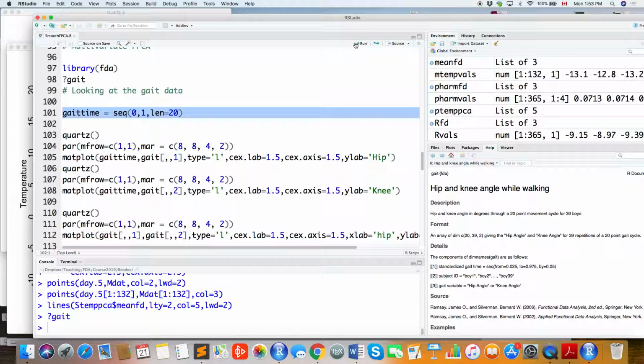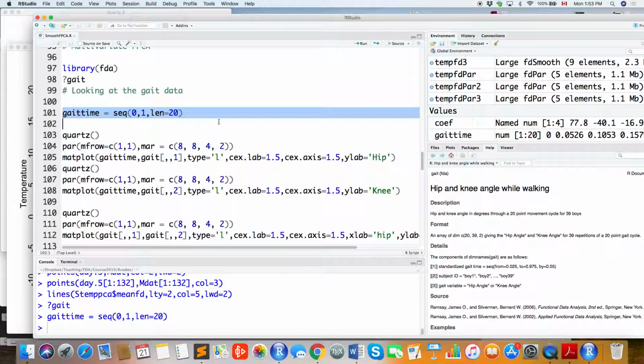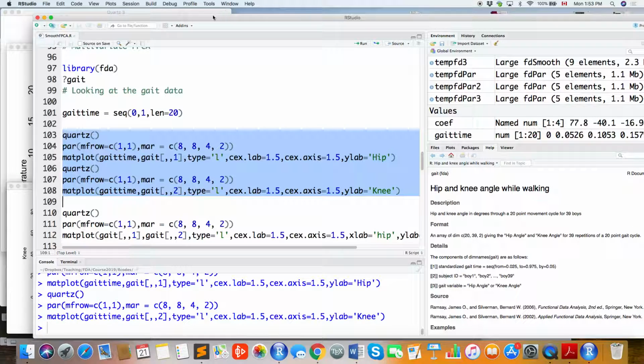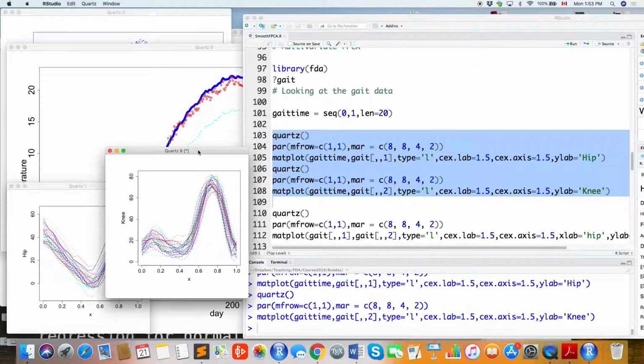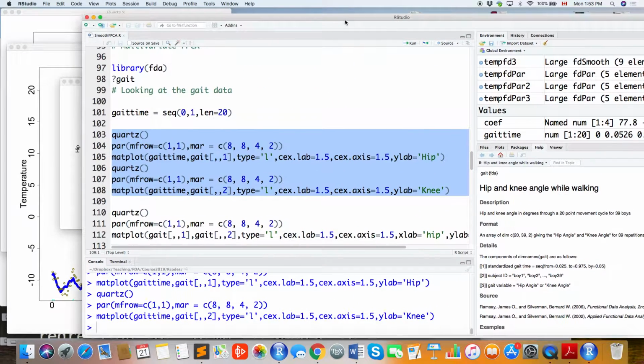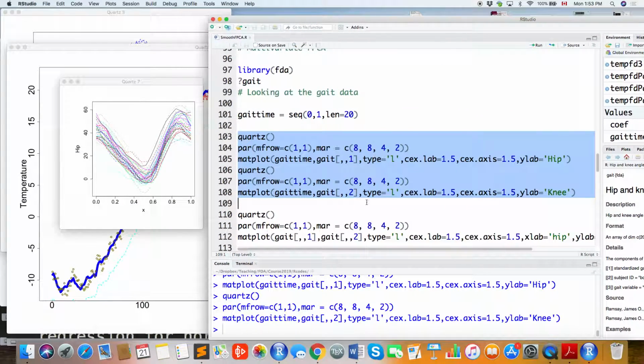So this is the time for the observations. We make 20 equally spaced points between 0 and 1, and then we can plot the hip angles data and the knee angles data. This is the hip angle data in the whole cycle, and this is the knee angle data for the whole cycle, for 39 boys.